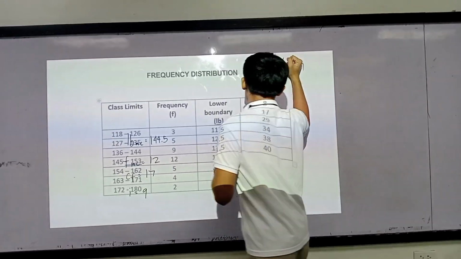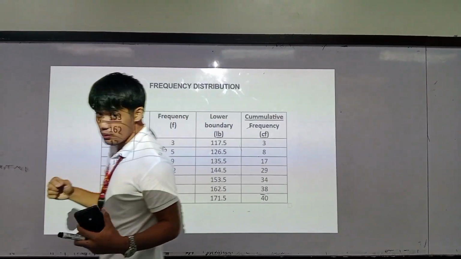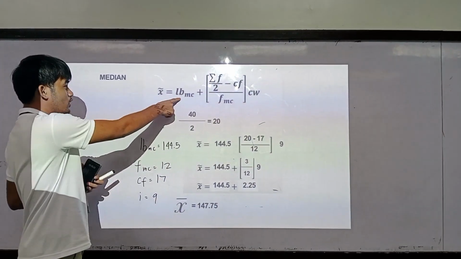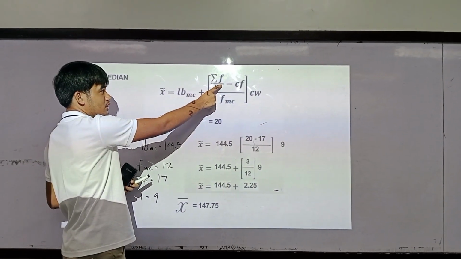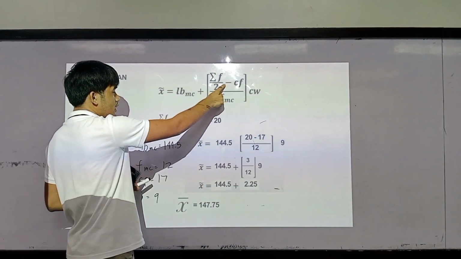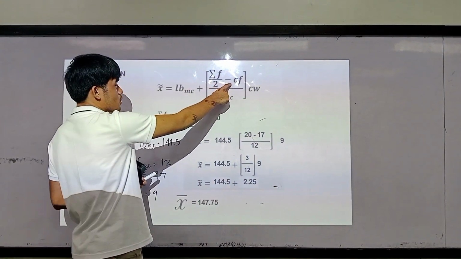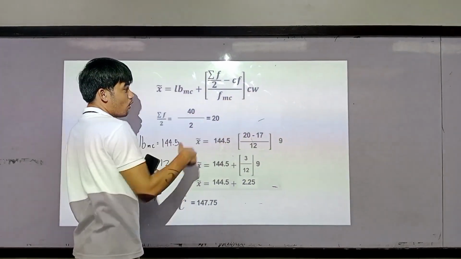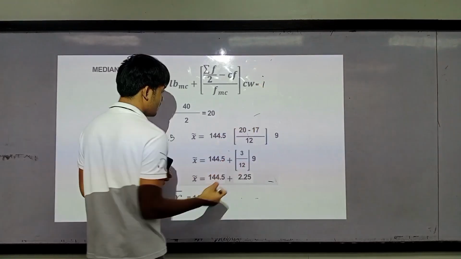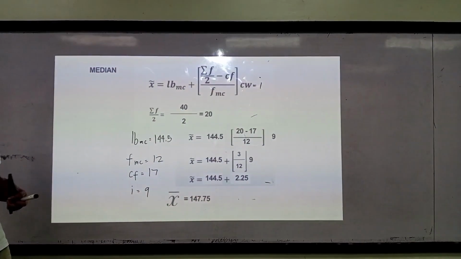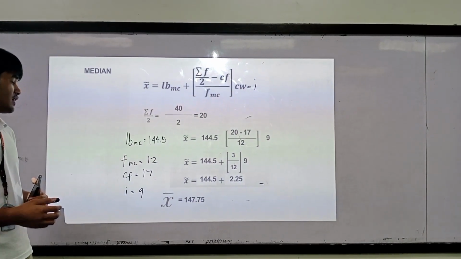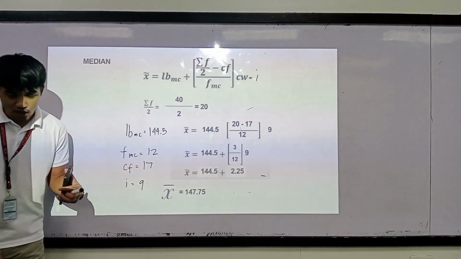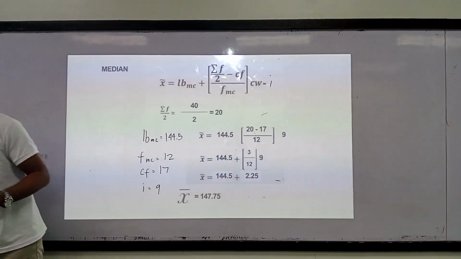So in getting our median, we will need to use the formula that I have discussed earlier. So the formula is the lower boundary plus the summation of F or the total frequency divided by 2 minus cumulative frequency or the class frequency, and then also the frequency times CW, or this is equivalent to the interval. So, as we observe, we already have the different data. If you are confused on why I use these different data here, we will now see it in the table.